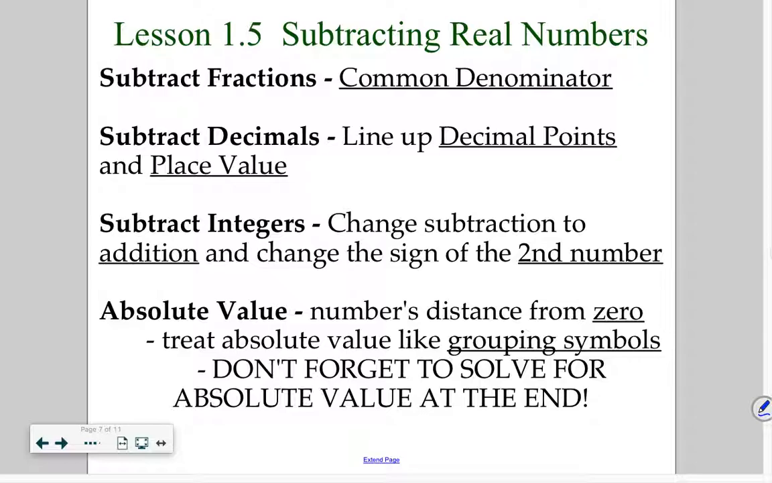Absolute value is a number's distance from zero. When you have absolute value bracket signs in there, they are another sign of grouping symbols. So if I have something like 4 plus 2 inside absolute value brackets, do the 4 plus 2, get your solution, then find the answer of absolute value.